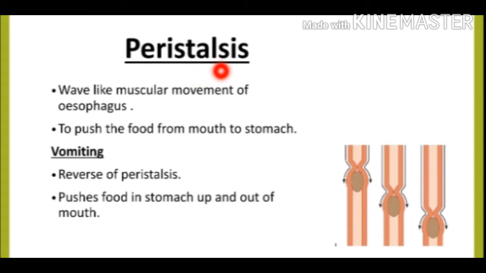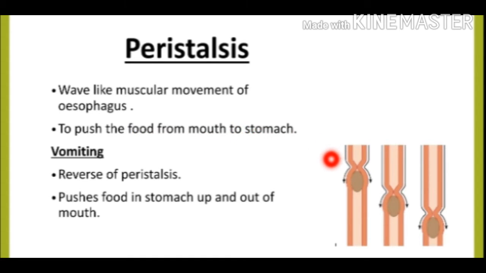How are you going to define peristalsis? Peristalsis is the wave-like muscular movement of the esophagus. This movement is called peristaltic movement, and this process is called peristalsis. Now what is the function of peristalsis? Peristalsis is basically pushing the food from the mouth to the stomach.